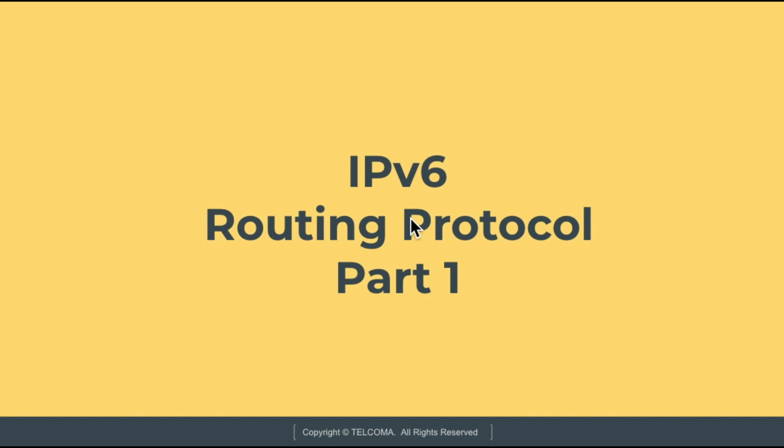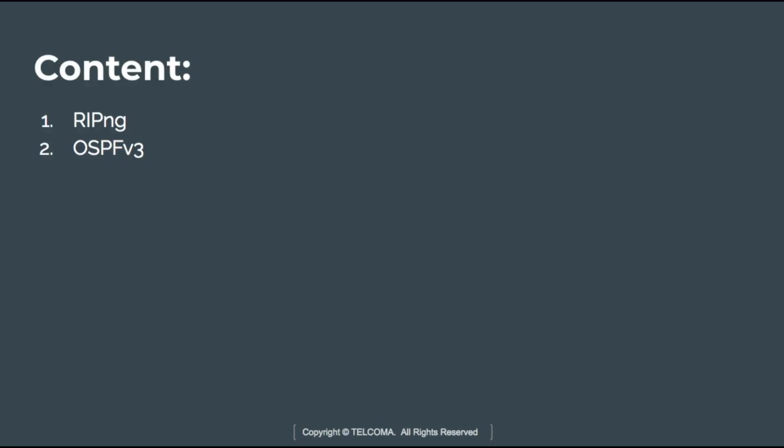So today we are going to discuss the routing protocols of IPv6. In this chapter we will discuss two protocols, that is RIPng and OSPFv3. So let's start with the first, that is RIPng.